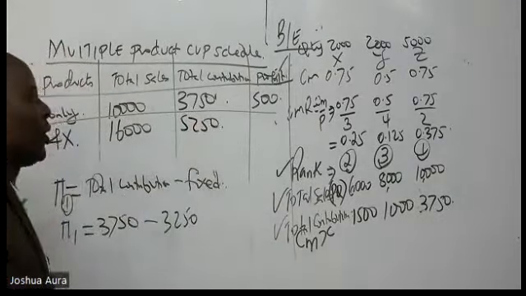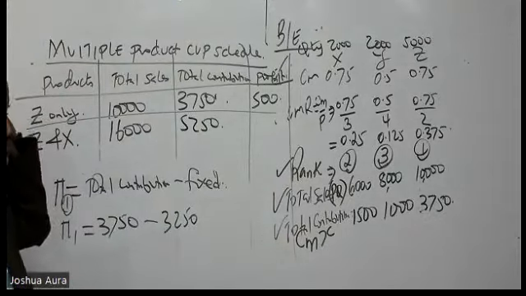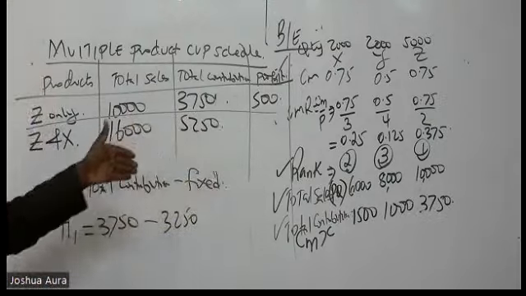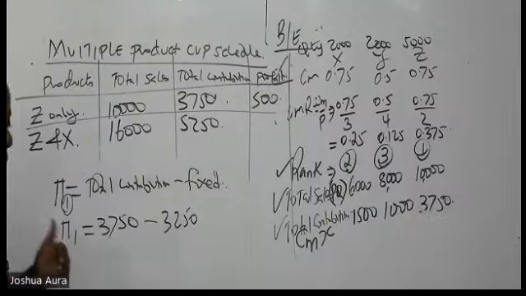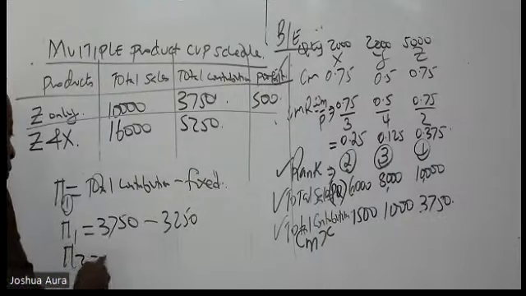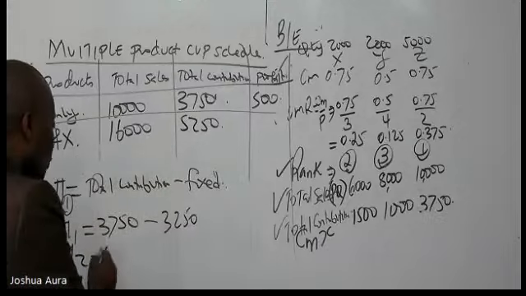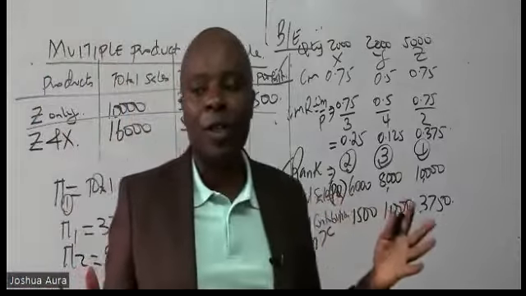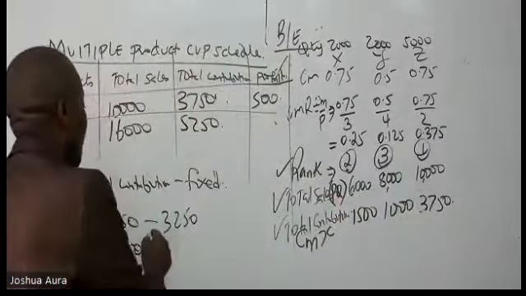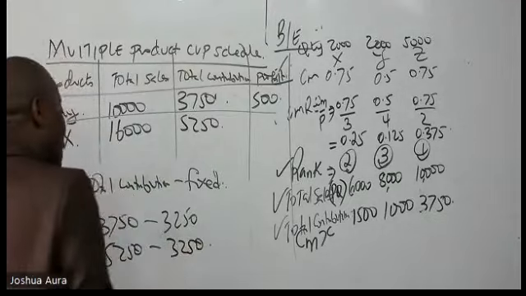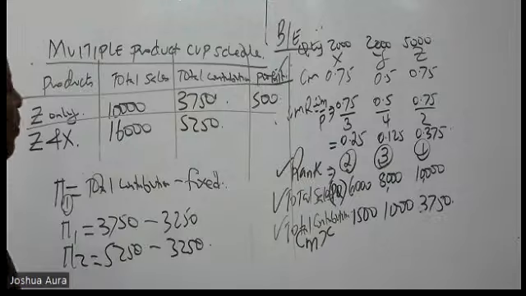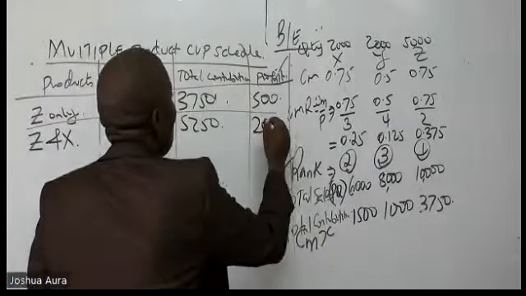Thank you very much. Ladies and gentlemen, I would want you to give me the profit now to be generated. We know how profit is calculated. To get the second profit, I'll take total contribution, which is 5,250, minus the fixed cost, which is ever fixed. Fixed cost is 3,250. It doesn't wobble, it is ever constant. So when you subtract, how much profit are we getting? Somebody is telling me that we're getting a profit of 2,000.